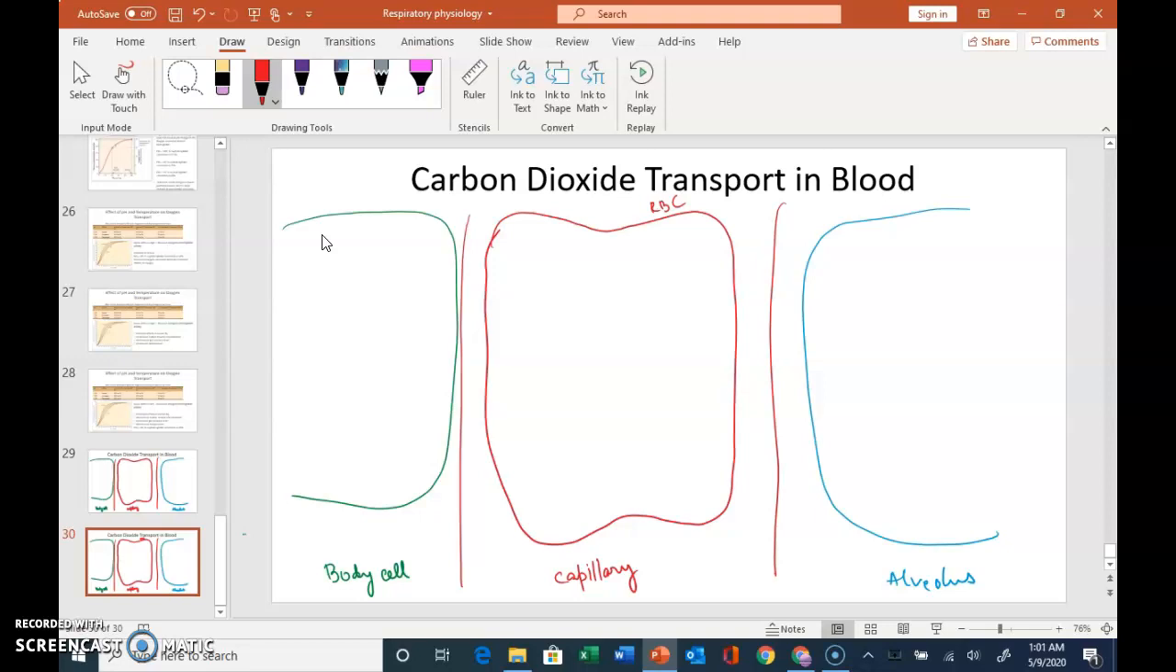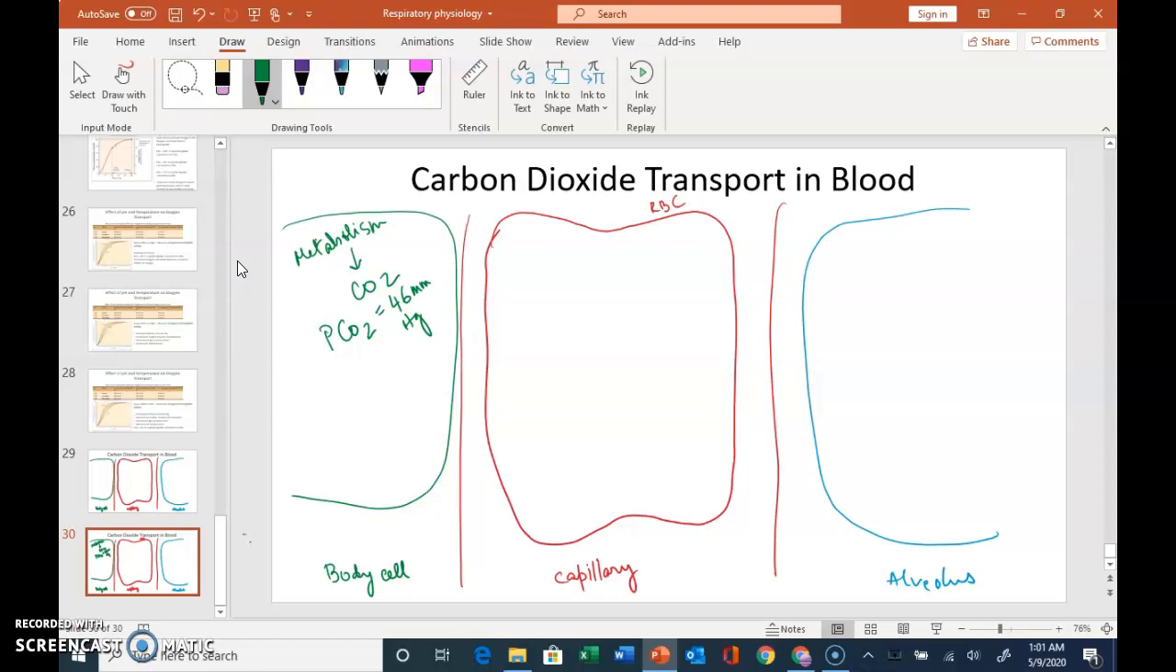All right. So first, in the body cell, there are metabolic functions, right? So there is metabolism going on. Due to this metabolism, what is being produced? Carbon dioxide is being produced. And the partial pressure of carbon dioxide in the cell is about 46 millimeter of mercury.